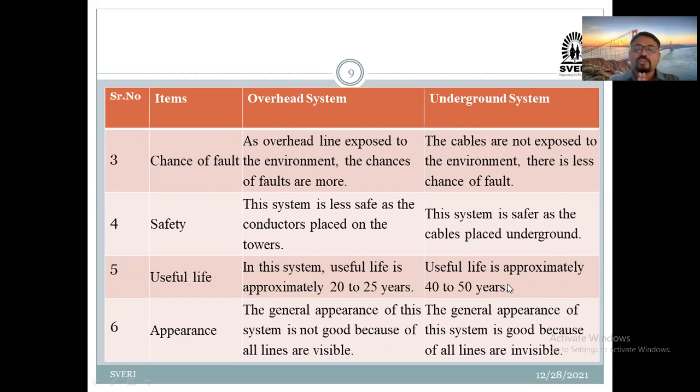So the appearance of the overhead system is not that good because all lines are visible. But as far as the underground system is concerned, the general appearance is good because all lines are invisible. Okay, got it everyone? Everyone got this point number 6?